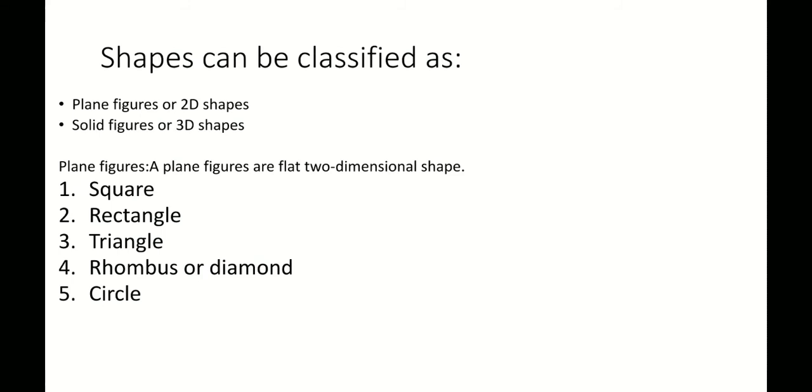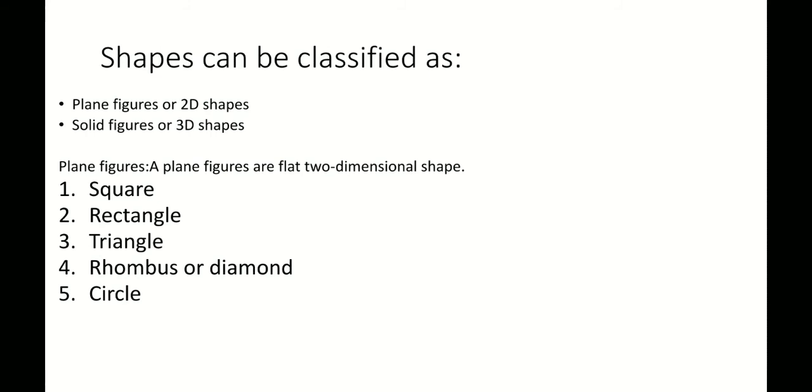Next, shapes can be classified as plane figures or 2D shapes. In shapes, we divide them into two types. First type is plane figures and second type is solid figures. Plane figures are also known as 2D shapes, whereas solid figures we can also call 3D shapes. First we will discuss plane figures. What are plane figures, children? Plane figures are flat two-dimensional shapes.